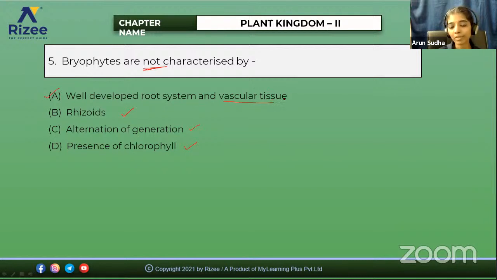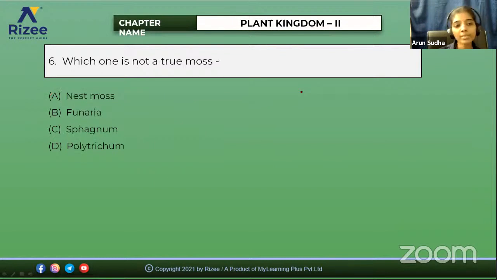As a result of the absence of vascular tissues, they are not able to grow tall because there is no proper conduction, but the conduction is carried out by parenchymatous cells. So the next question is, which one is not a true moss? Not a true moss. So while studying the liverworts and then the mosses category, be clear in studying the examples. Marchantia, which comes under liverworts, and Funaria. So what is the option for this? Nest moss, and then Funaria, Sphagnum, and Polytrichum.